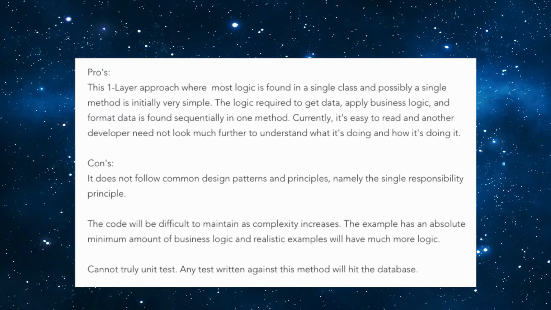Another con is that the code will probably become difficult to maintain as complexity increases. This example has an absolute minimum amount of business logic, and chances are realistic examples will have much more logic. So you can see that as more code gets added to this, as more changes occur, this is going to get much more complicated.